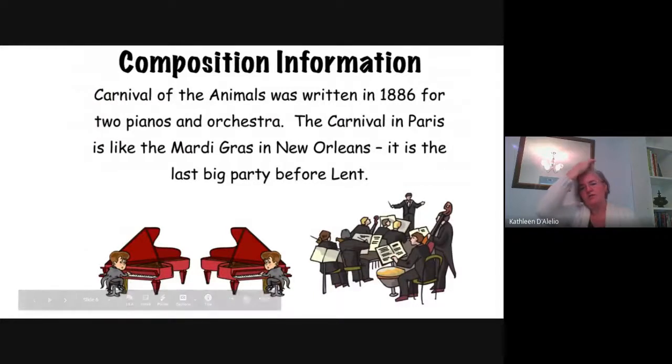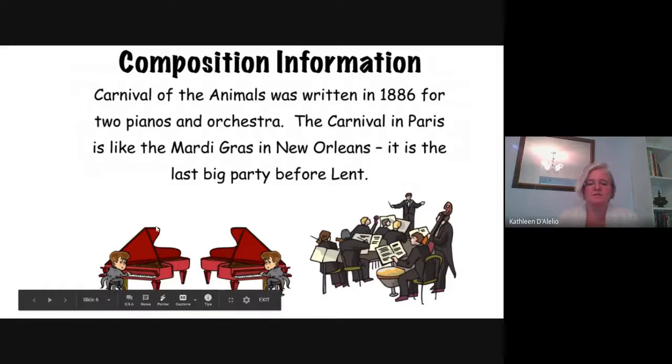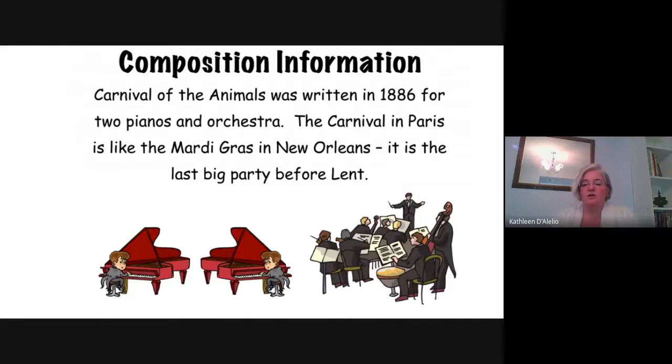So the Carnival of the Animals was written in 1886 for 2 pianos and orchestra. Point to the pianos on this picture. Yep, these are the pianos. And in this picture, this is the orchestra. This is a picture of an orchestra. We'll go over more about what that is later. The Carnival in Paris is like Mardi Gras in New Orleans, and it is the last big party before Lent.